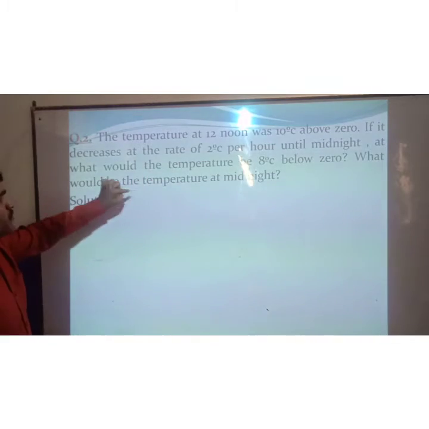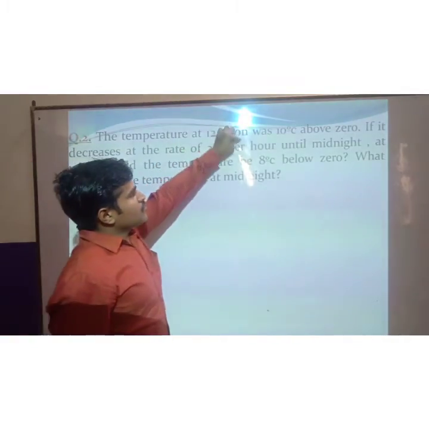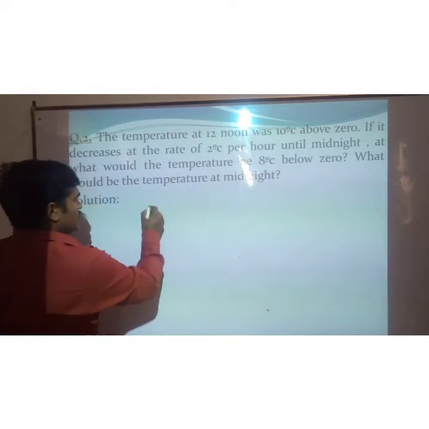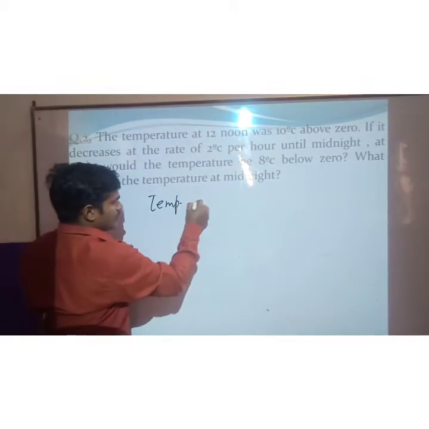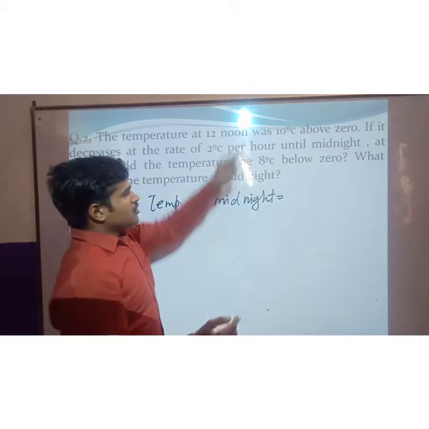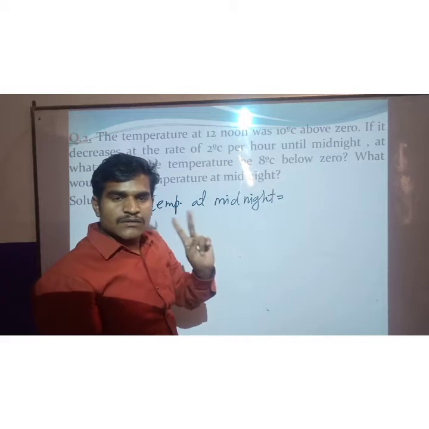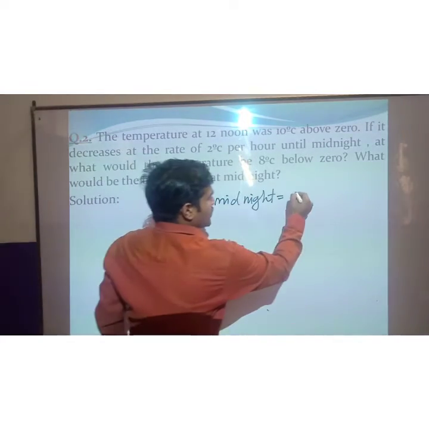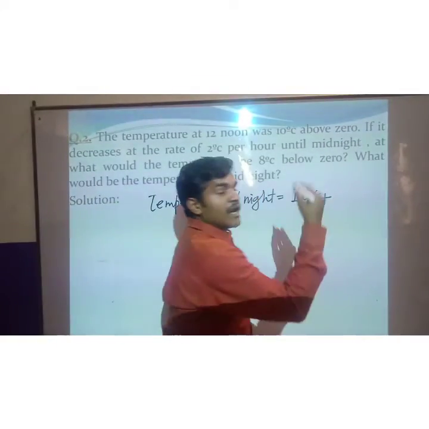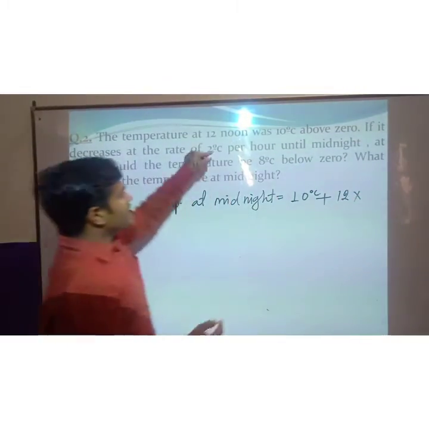Now, what would be the temperature at midnight? The temperature at 12 noon was 10 degrees Celsius above zero. So let the temperature at midnight be unknown. After 12 noon till midnight, the total time is 12 hours. So the temperature at 12 noon was 10 degrees Celsius positive, plus after 12 hours at midnight, 12 multiplied by the decreasing rate.